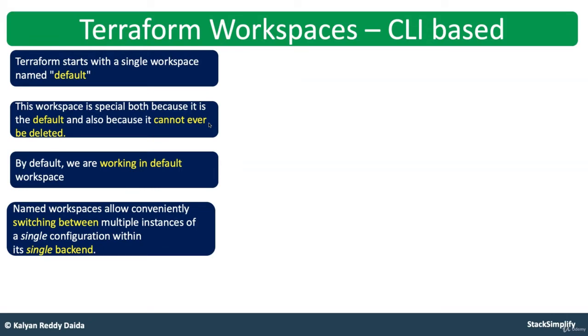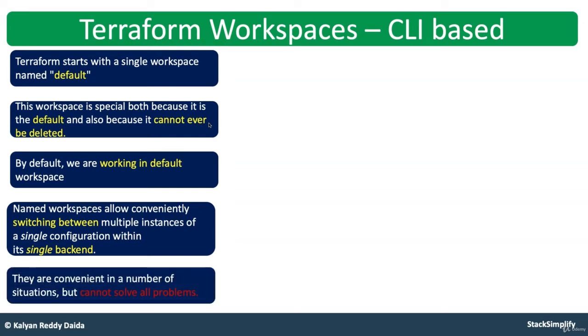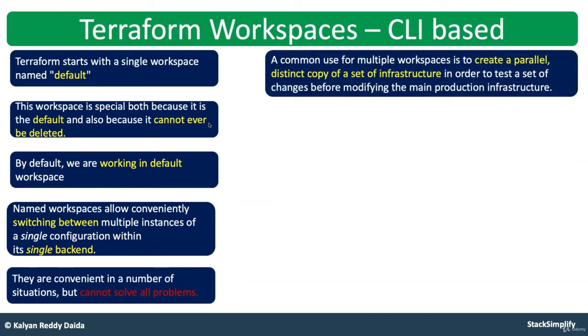The advantage of using named workspaces is that they allow us to conveniently switch between multiple instances of a single configuration within its single backend. So let's understand more about it. A common use for multiple workspaces is to create a parallel, distinct copy of a set of infrastructure in order to test a set of changes before modifying the main production infrastructure. That is a very important thing here.